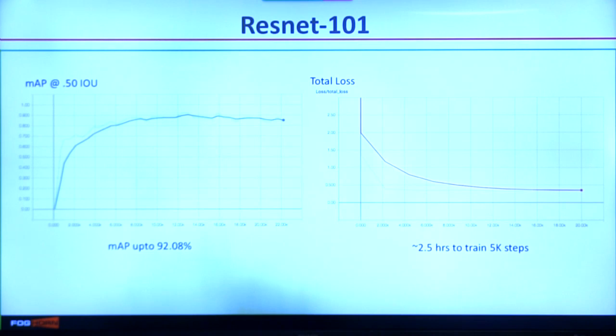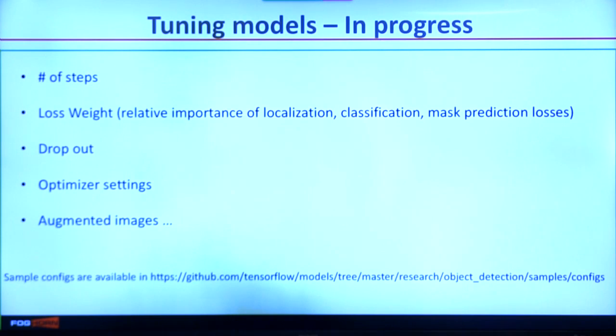And beyond, what do we do? For tuning models, you can increase the number of steps. You can change the relative loss weights. You can include dropout, and you can change the optimizer settings. And you can even use more augmented images. You can do all these kinds of things. This is in progress, by the way. That's what we are sharing with you.